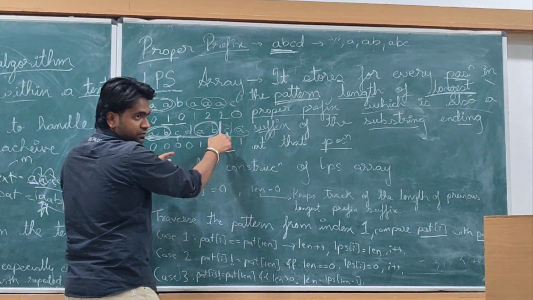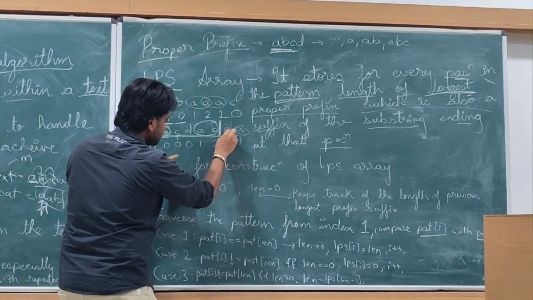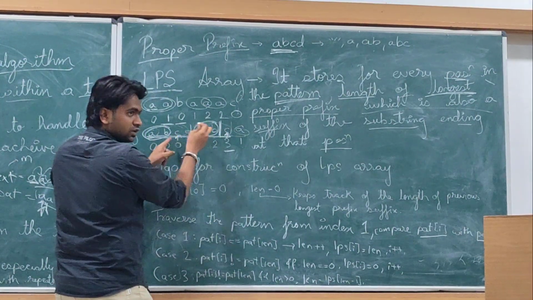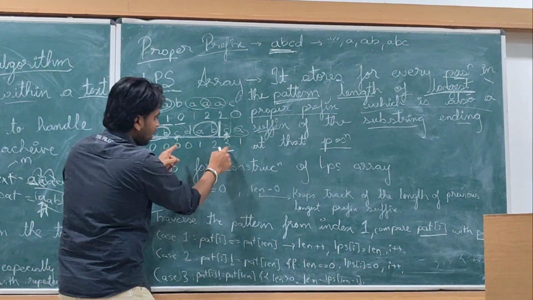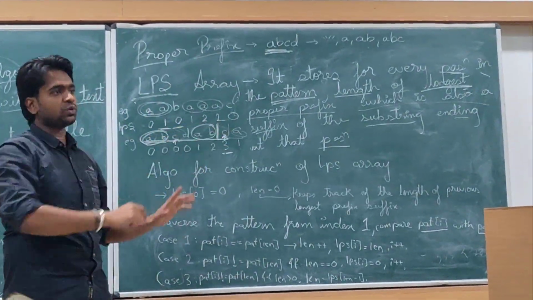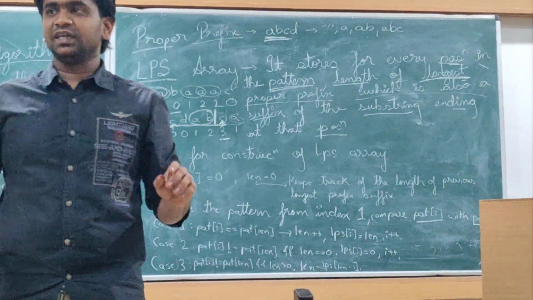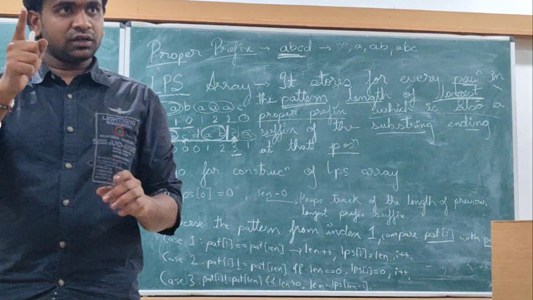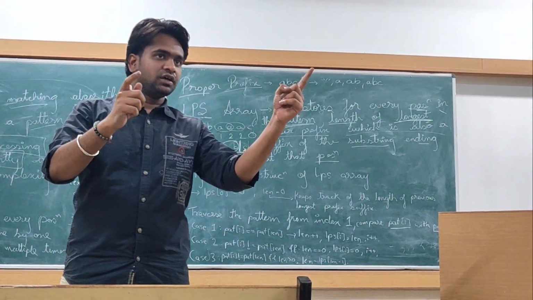Now next is C. What if I directly compare this with this? If this is equal, तो यहाँ पे क्या आने वाला है? प्रीवियस का जो था उसका +1, right? Let's say A B C D E, A B C D E, right?